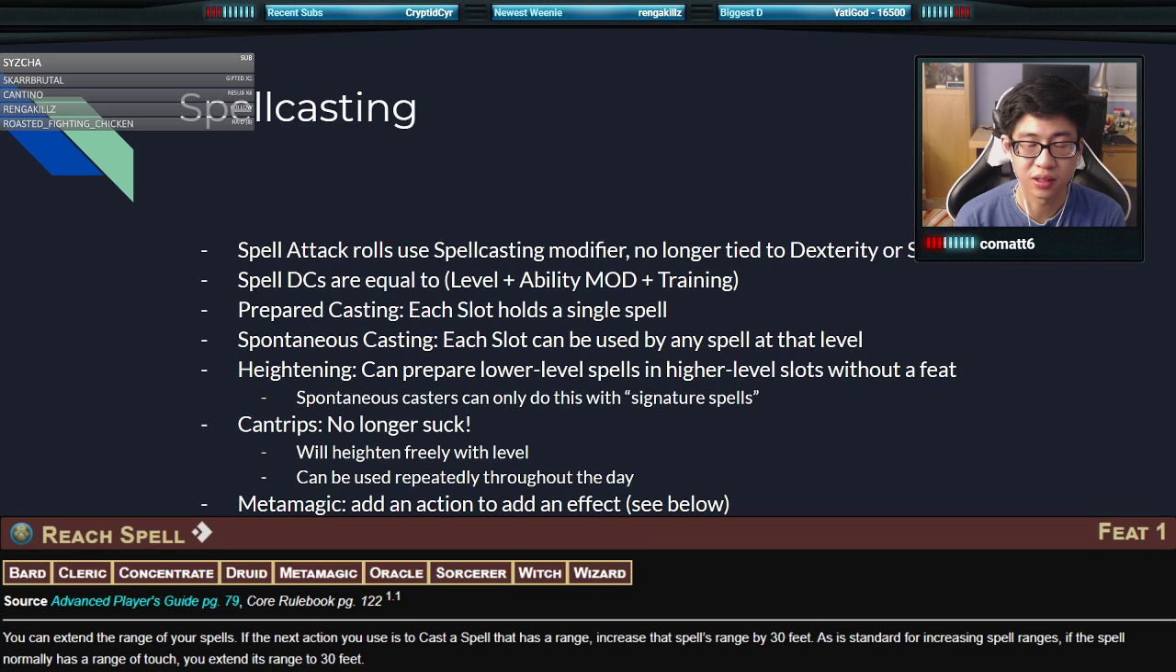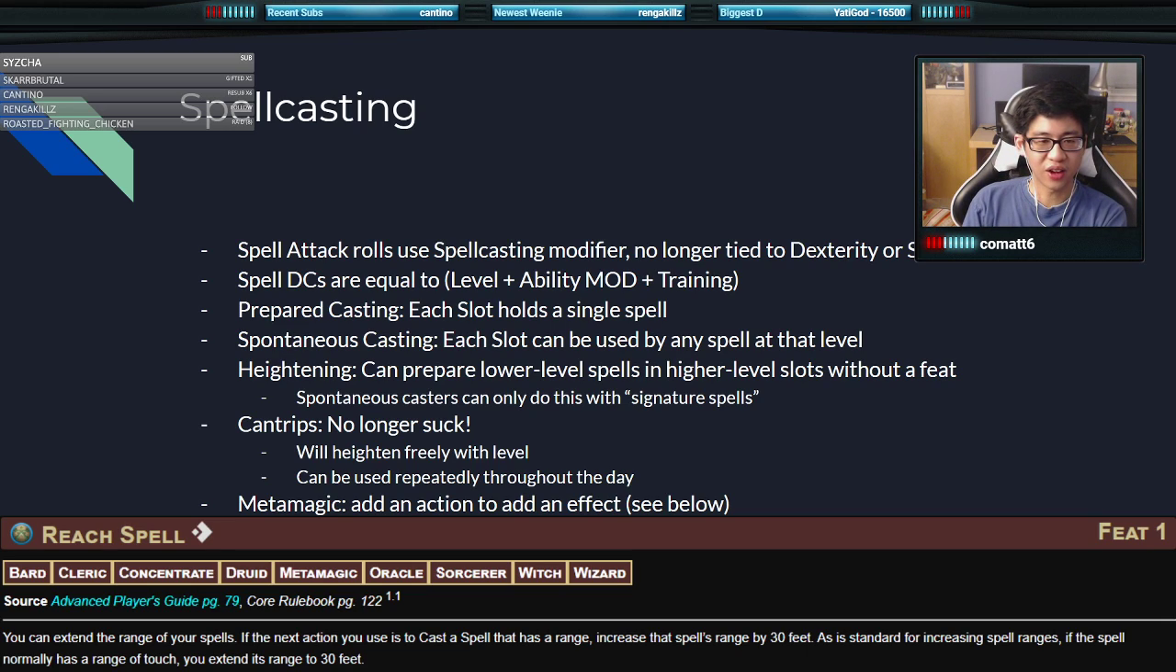What was I getting at? Right, spontaneous versus prepared casting. So if I was a cleric and wanted to prepare Bless and Magic Weapon once each, I would need to do that. If I was a divine sorcerer, I could cast Bless twice, or I could cast Magic Weapon twice, or I could cast them once each, for instance.